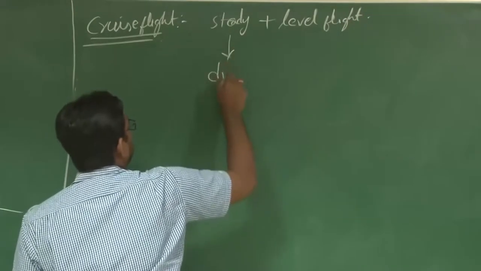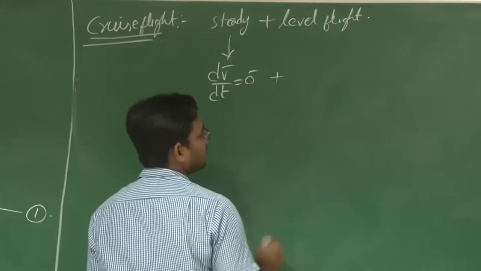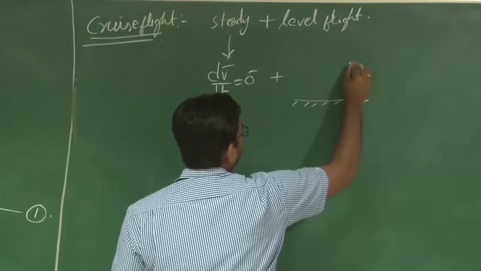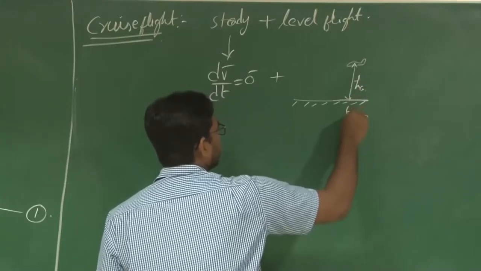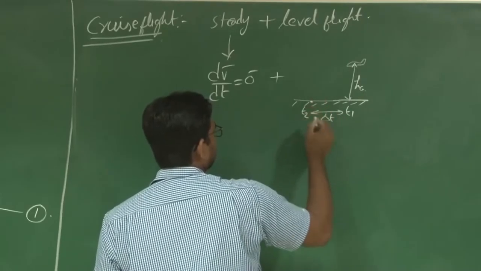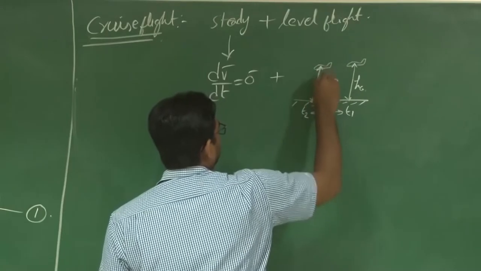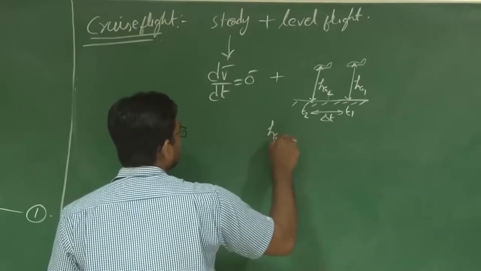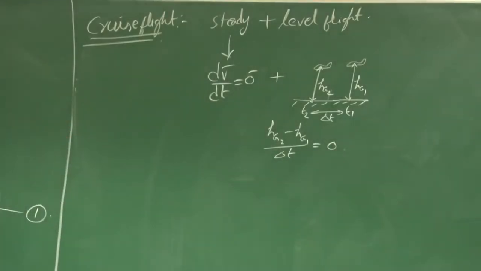What do you mean by steady? Constant velocity flight. And level flight. Earlier we discussed what level flight is. Consider this is your ground, and say this is your UAV flying at a geometric altitude of hg1 at time t1. Now over a delta t, say at t2, you again measure the altitude of this UAV, say it is hg2. Over this delta t, this hg2 minus hg1 remains the same. If it remains the same, then you say it's a level flight.